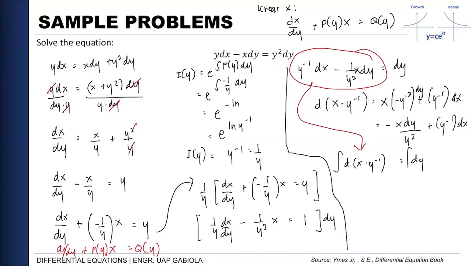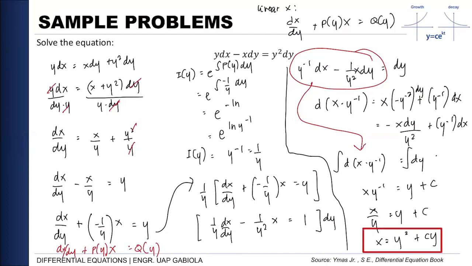Okay? So, pag integrate natin both sides, we have x y negative 1 is equals to y. And then, this was x over y is equals to y. Cross multiply, x is equals to y squared plus c tayo. Plus c y. So, we can actually conclude na ito na yung ating final answer. Okay. Pero pwede dito ng isa. Maalin dyan.